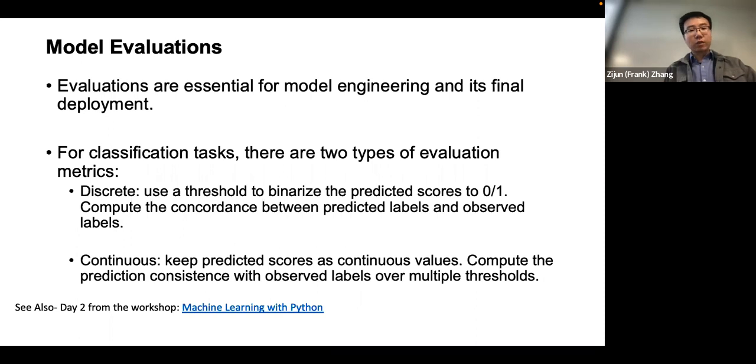I have a question for you guys. If you have taken the workshop of machine learning with Python, I hope this is not new to you, or is it? Anyway, I'll just briefly go through this.